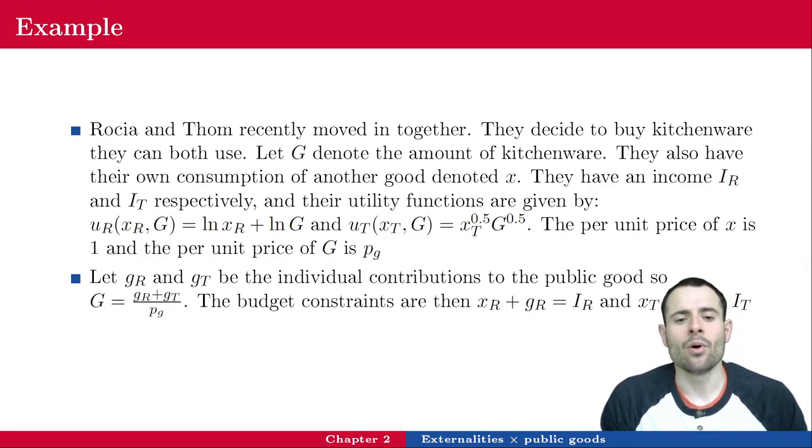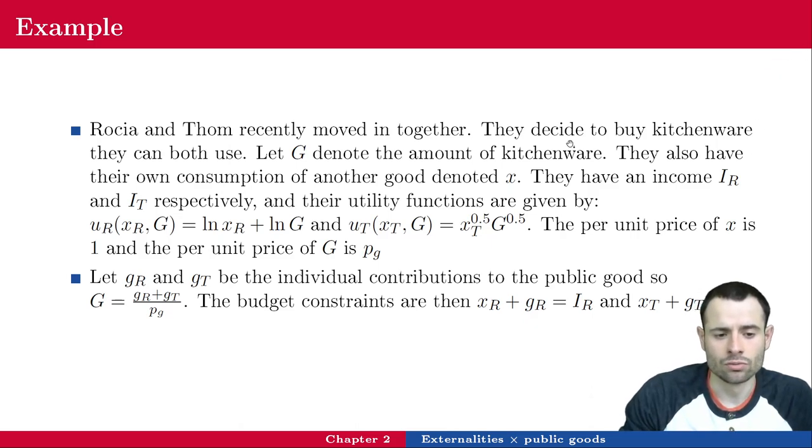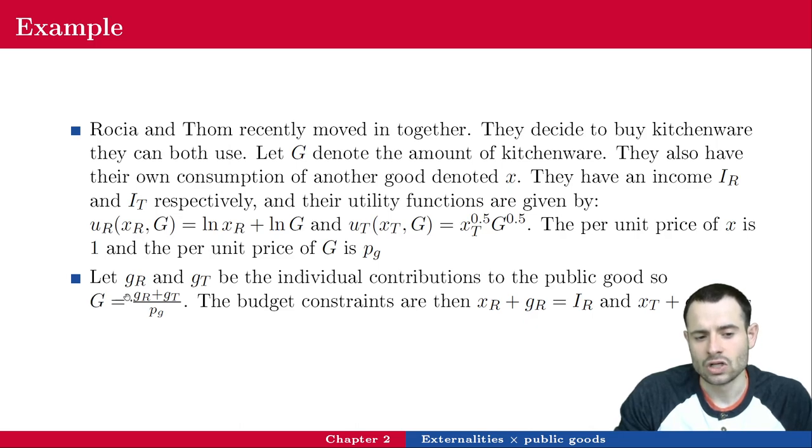Now, imagine they both contribute to the public good. So, Rosia is going to contribute an amount GR, and Tom is going to contribute an amount GT. So the overall amount of kitchenware that will be purchased will be equal to the sum of contributions divided by the price of each unit of kitchenware. So G is a quantity, GR and GT are dollar amounts, PG is a dollar amount, so dollar over dollar cancels the dollars and you get a quantity.